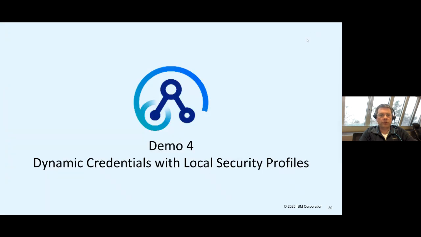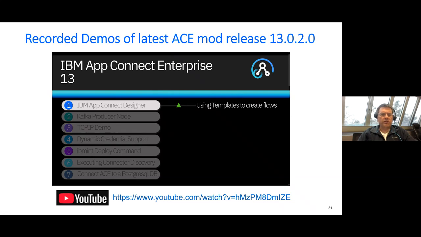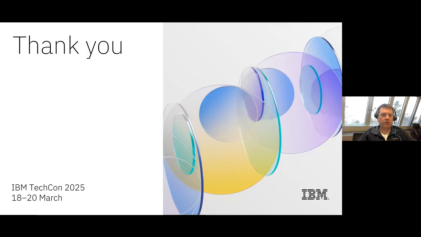So that's dynamic credentials. And that almost gets us to the end of our content today. Because I've been a little bit fast as I was going through, I just wanted to put up on screen here a quick YouTube link. This has in it not just the 3.5 demos that you've seen today. We have one on IBM Int Deploy, one on executing connector discovery, and one around connecting to a PostgreSQL database with dynamic stored procedure result sets. So more content there for anybody who is not sated by what they've seen so far today.